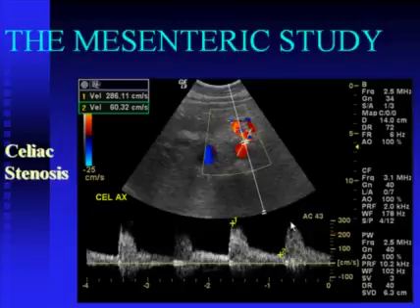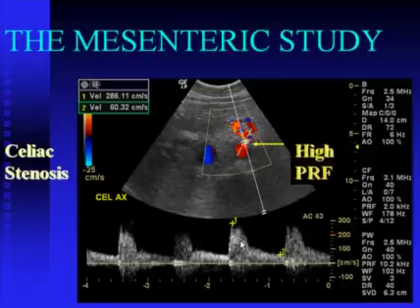So again, be it in cross-section or long axis, get a good shot at the origin of the celiac, get your sample volume in place, have the patient stop breathing, record your waveform, angle correct appropriately, and look at peak systolic velocity. And in this case, it clearly exceeds the threshold of 200 centimeters per second. You can safely make that diagnosis of proximal celiac artery stenosis.